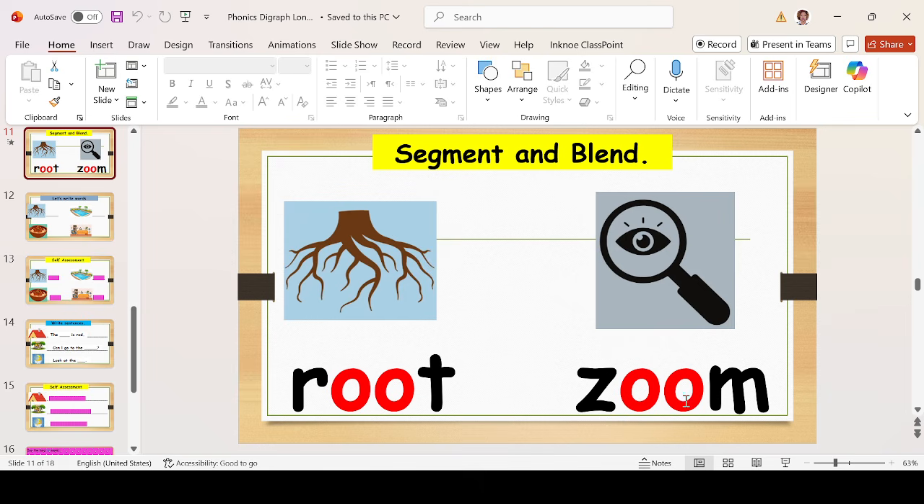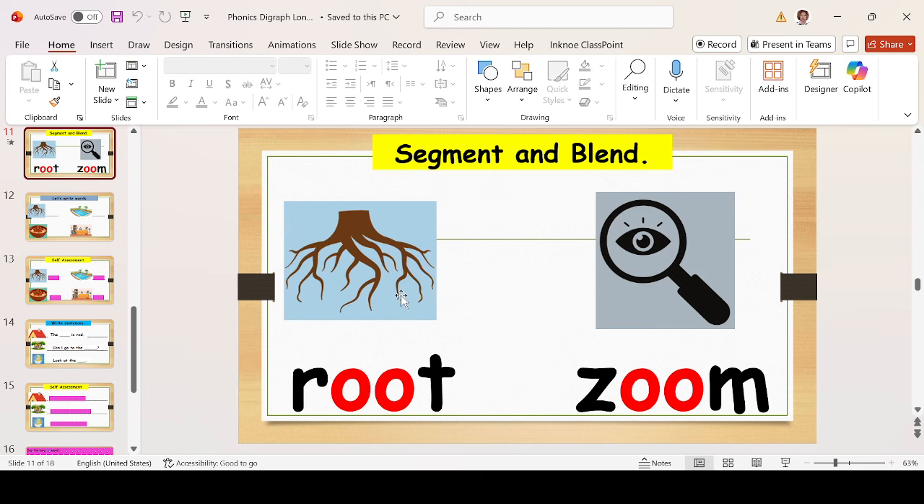Yes. Good. Yes. And what is the word? Wow, nice. Let's read together. Z, u, zoom. Z, u, zoom. Root, zoom. Very good.